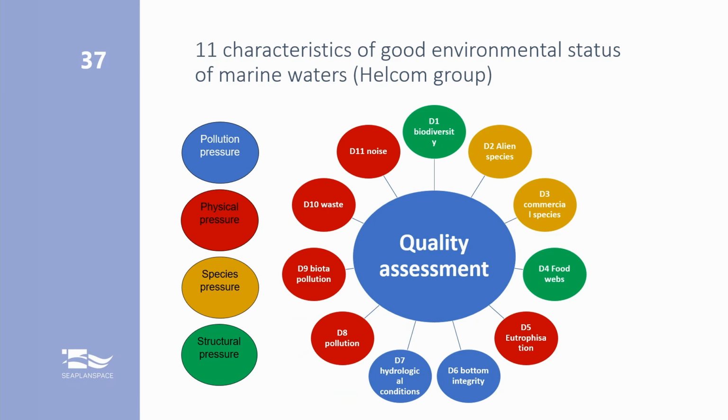11 characteristics of good environmental status of marine waters, and here we have the biodiversity, alien species, commercial species, food webs, eutrophication, bottom integrity, hydrological conditions, pollution, biota pollution, waste, and noise.